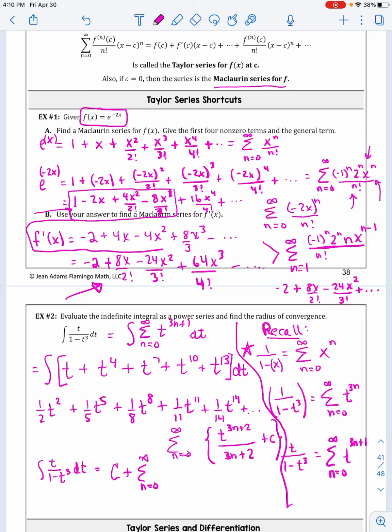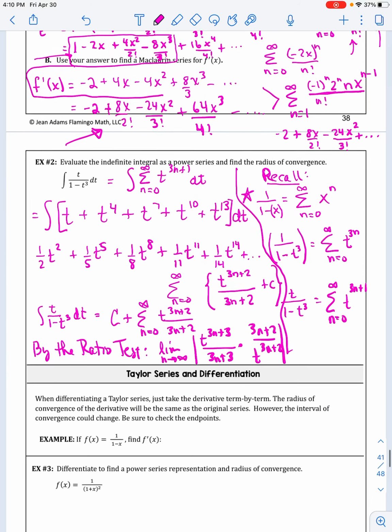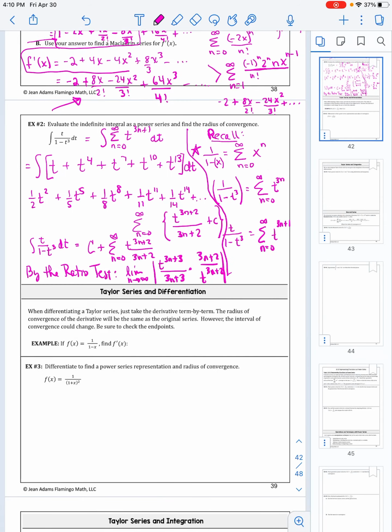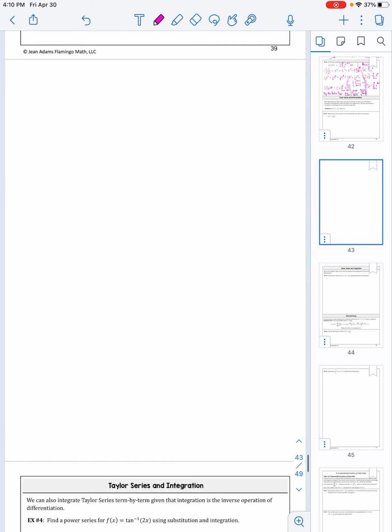And so now, since we know that our integral of t over 1 minus t cubed dt is equivalent to some constant plus the summation from n equals 0 to infinity of t to the 3n plus 2 divided by 3n plus 2, then by the ratio test, we've got the limit as n goes to infinity, absolute value of t to the 3n plus 3 divided by 3n plus 3, times 3n plus 2 divided by t to the 3n plus 2, and that absolute value.